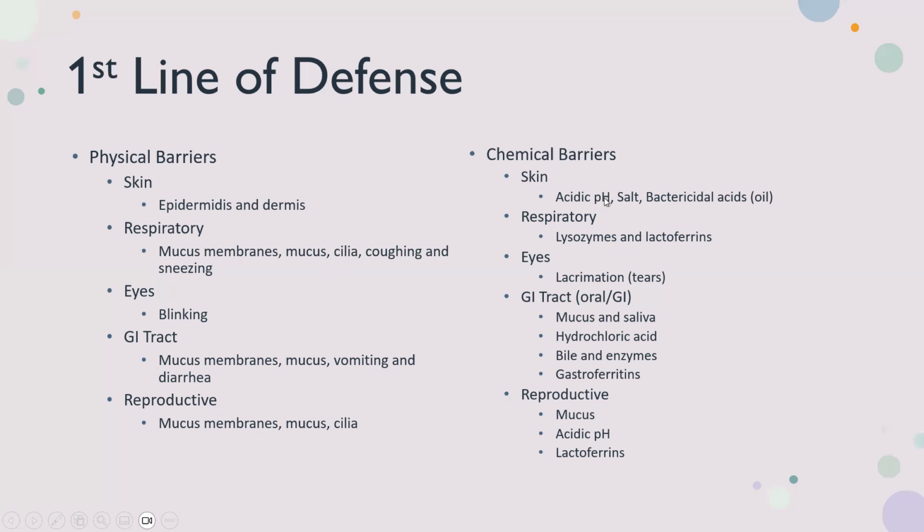Then your chemical barriers, again, for the skin, you've got the acidic pH, salt, and your oil or sebum. Respiratory tract, you have lysozymes and lactoferrins. Eyes, you have lacrimation or tears. The GI tract, you also have mucus and saliva, but also hydrochloric acid, bile, some enzymes, and gastroferritins. And reproductive has mucus, acidic pH, and lactoferrins. Again, focus on reproductive, GI tract, and respiratory, and look at some of the chemical barriers that are similar to both.